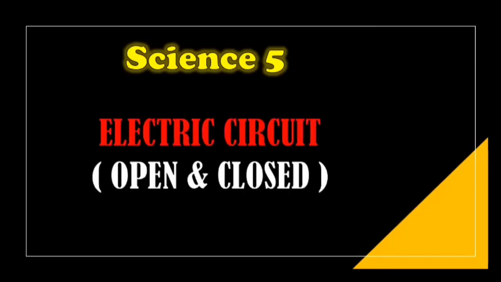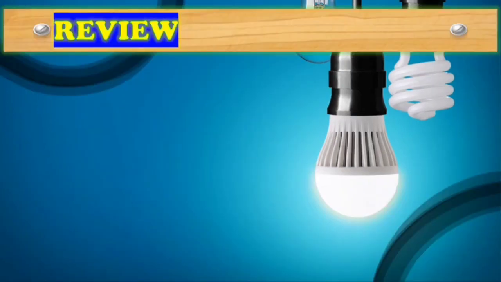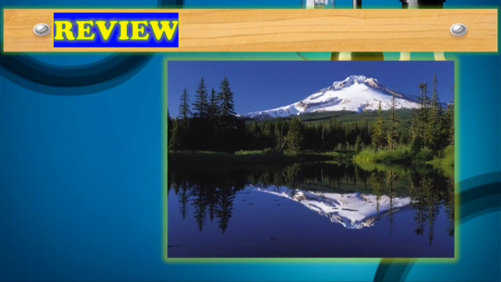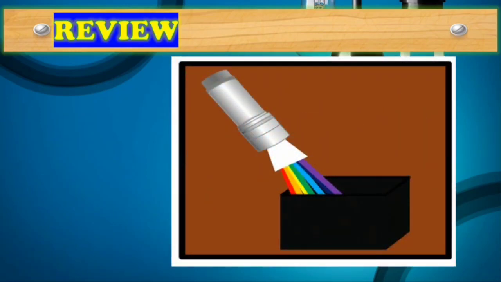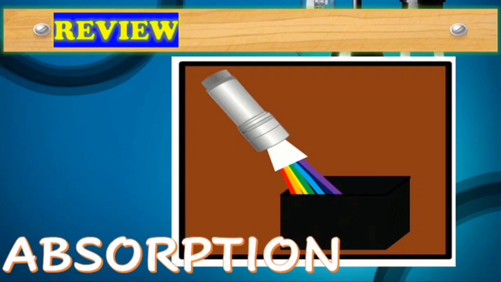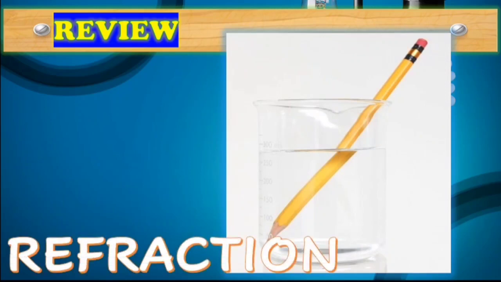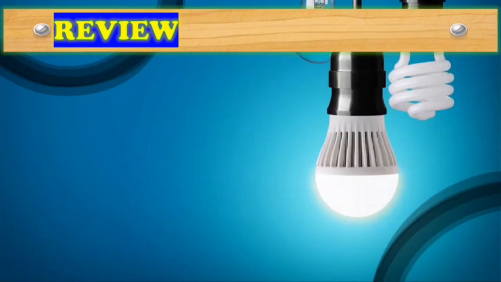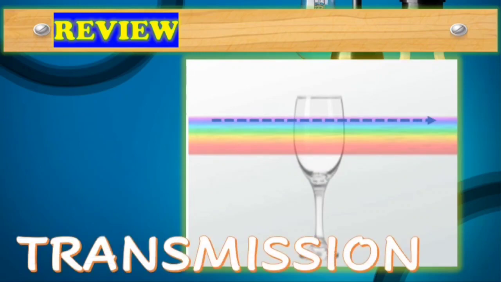Today, class, we are going to discuss electric circuit and its types. Last meeting, we discussed how light interacts with different materials. This time, I will show you a picture and you will identify how they interact with objects. For number one, very good, this is reflection. How about item number two? Very good, this is absorption. Next, let's proceed to item number three. Yes, excellent, this is refraction. And then the last number, very good, this is transmission.